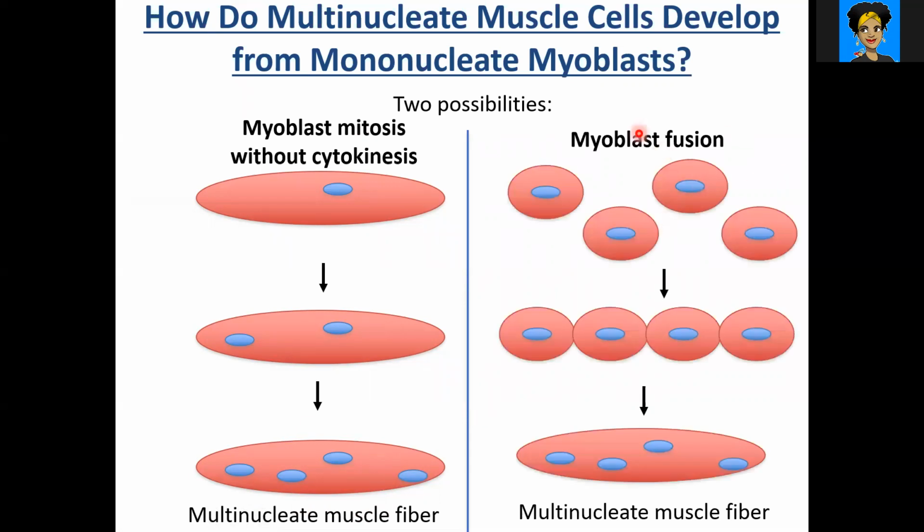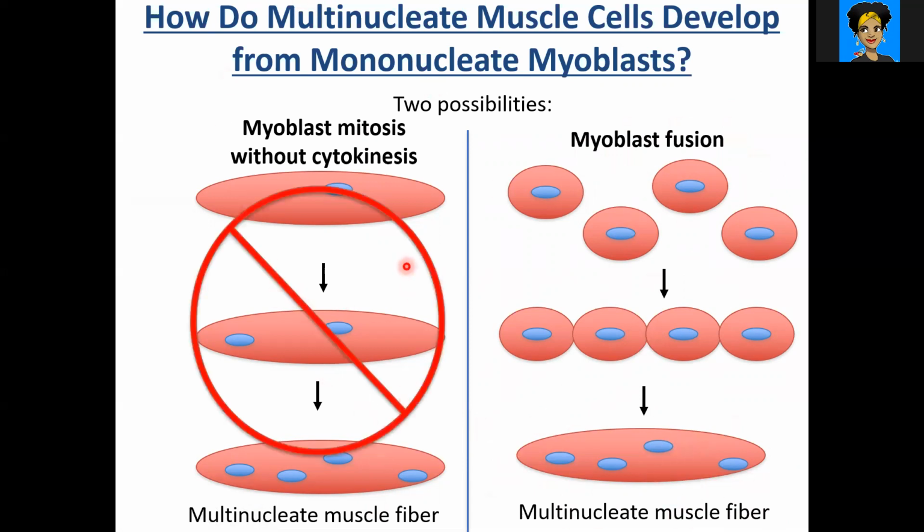The other possibility is myoblast fusion. So you have all these single nucleated cells that will then come close to each other, create attachments, signaling occurs to tell the cells to deteriorate the plasma membrane that's present between them, and then form a large multinucleated muscle fiber.